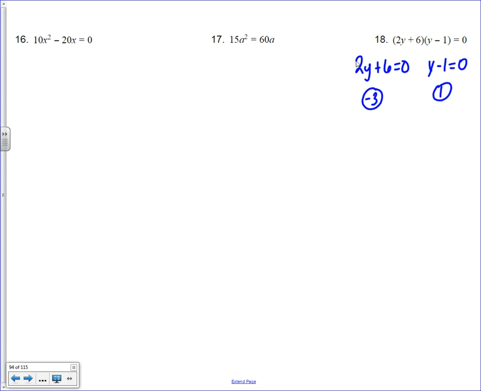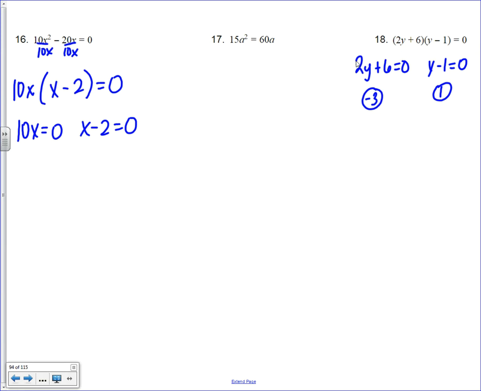Please notice that number 16 is already set equal to 0. Please notice we have the x squared and the x. It's only a binomial. Remember, our first step is always to look for a GCF. My GCF in this case will be 10x, which means I'm taking a 10x out of both of those terms. I will have x minus 2 left. So this thing has now been factored. So if I want it to be equal to 0, one of my factors has to be equal to 0. My first answer will be 0. My second answer will be 2.